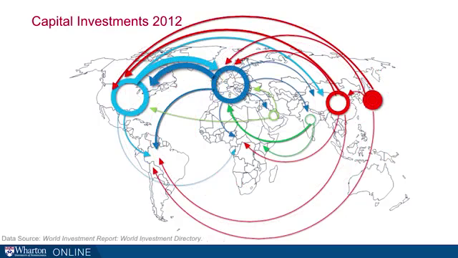For example, you can see that the European Union countries invest a lot in the United States, but the United States also invests very large amounts of money in the European Union. And the same is true for all of the other bilateral relationships on the chart. So it's very clear from these maps that the global financial geography has changed considerably over the last 100 years.